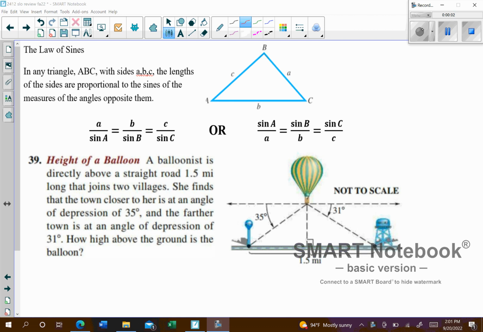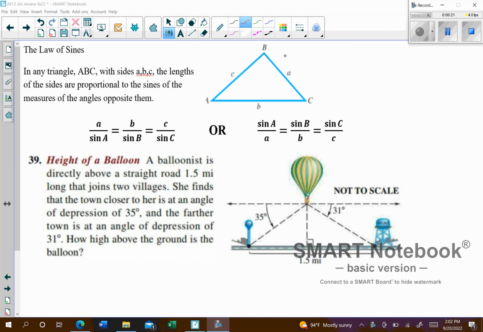Okay, so here's a few questions we just need to go over for the supplemental questions for exam one. So the first thing we're going to look at is the law of sines, and it's a very basic ratio formula that we have right here. And it will work for any triangle. It does not have to be a right triangle.